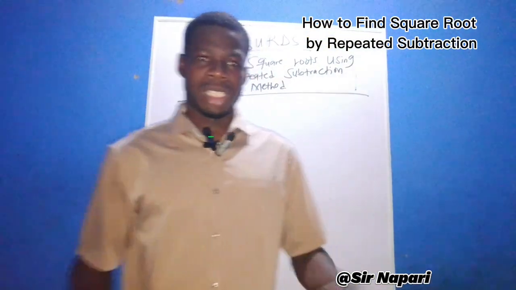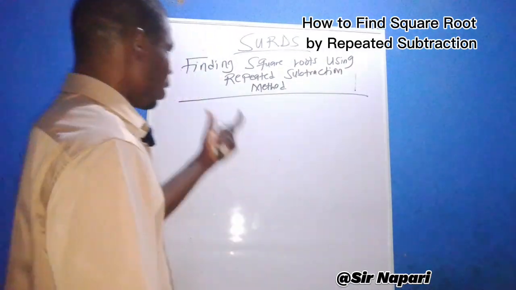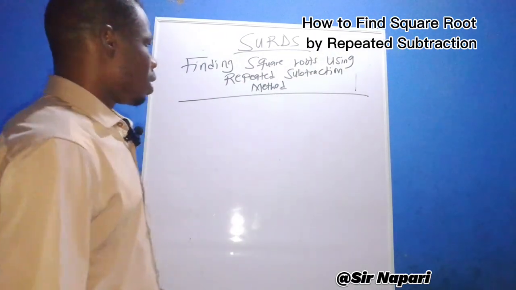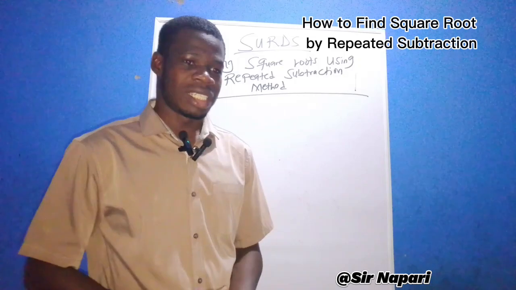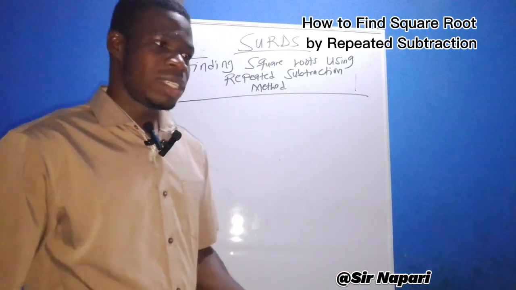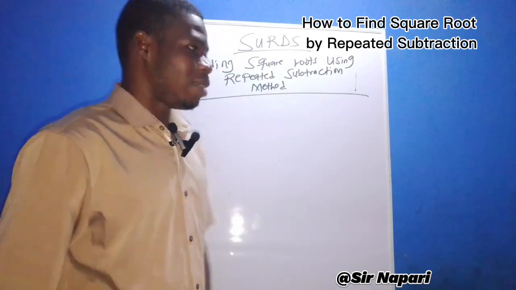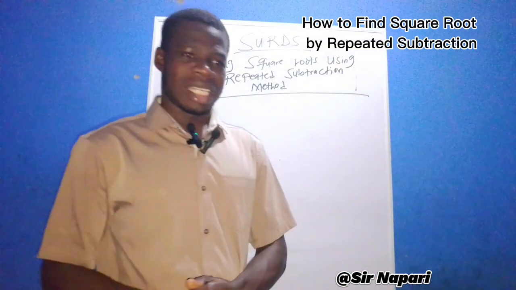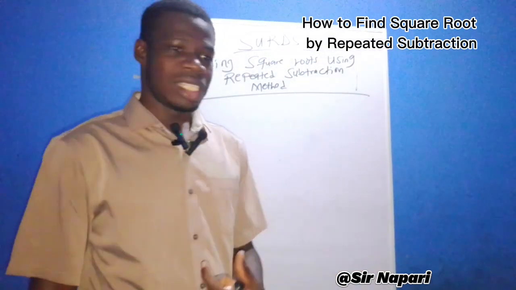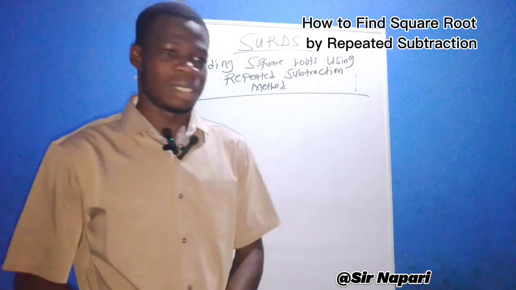Hi, today we are going to continue our lesson on sets, and our topic for today is finding square roots using repeated subtraction methods. Whenever a particular square root is given and you are asked to simplify or find the answer, there are several methods. Today, we are going to learn how to find these roots using the repeated subtraction method.